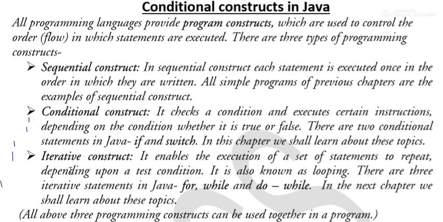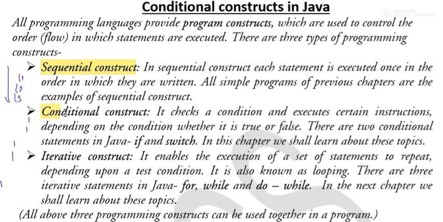There are three types of programming constructs: sequential constructs, conditional constructs, and iterative constructs. In sequential constructs, each line of our program is executed as it is written. It executes line 1, line 2, line 3 in a sequence.